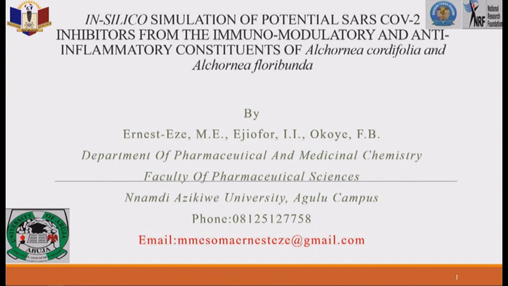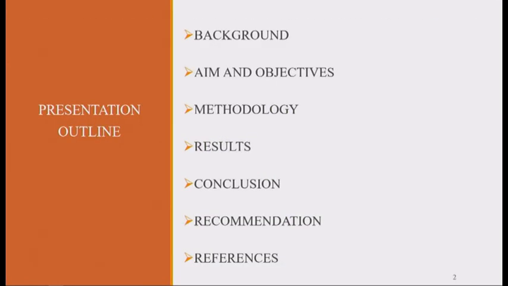Okay, the research work is titled In Silico Simulation of Potential SARS-CoV-2 Inhibitors from the Immunomodulatory and Anti-Inflammatory Constituents of these two species, Alchornea cordifolia and Alchornea floribunda. Next slide. Okay, this is the presentation outline: the background, aim, objectives, methods.